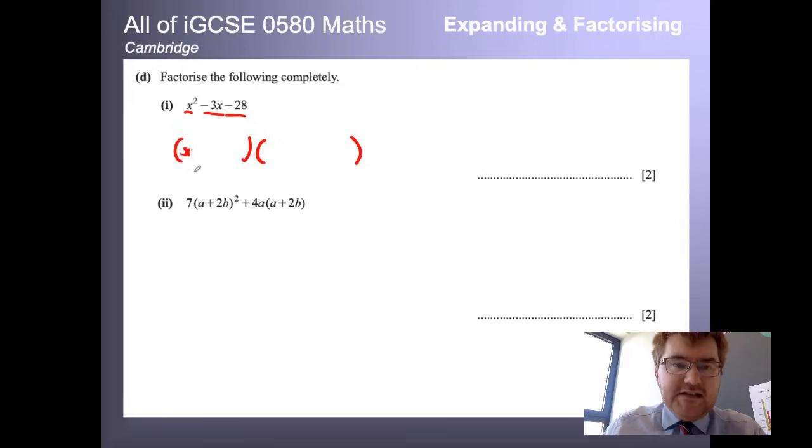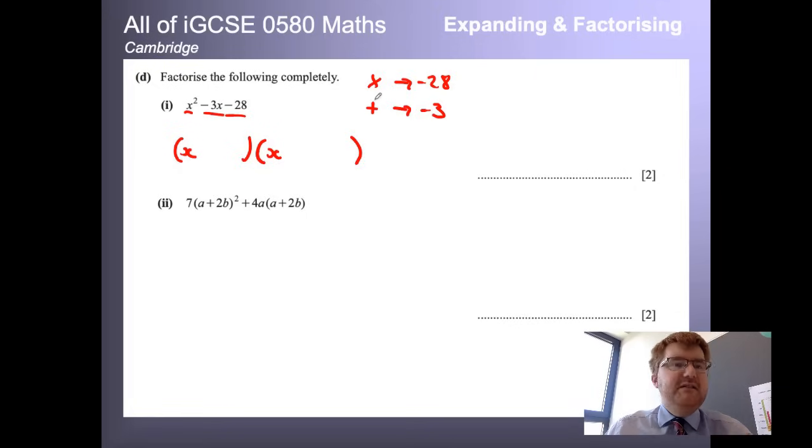We put an x at the start of both. And then we want 2 numbers that multiply to give you minus 28, but they add to give you minus 3. And the best way to think about this is to write down all the factor pairs of minus 28. So, for example, we could write down 1 and minus 28, or the other way round, so minus 1 and 28. We could also write down minus 2 and 14, minus 14 and 2.